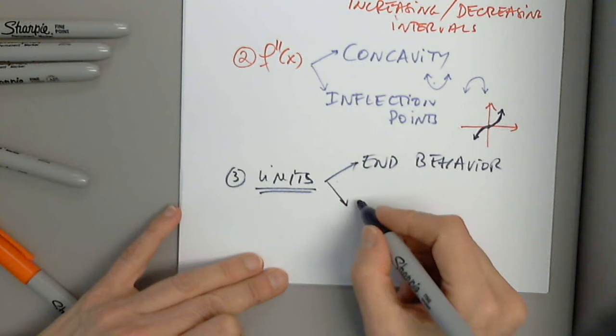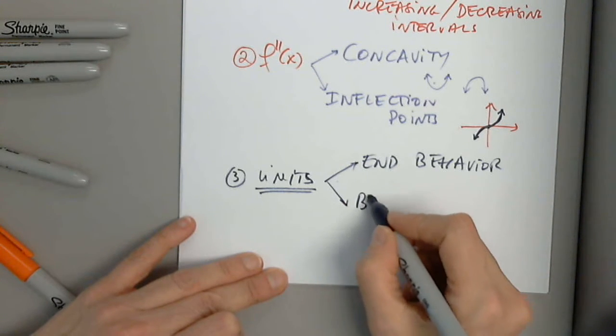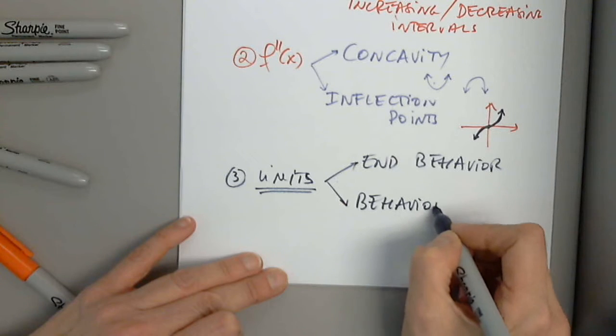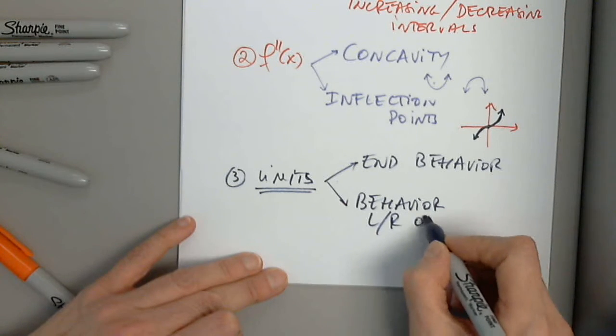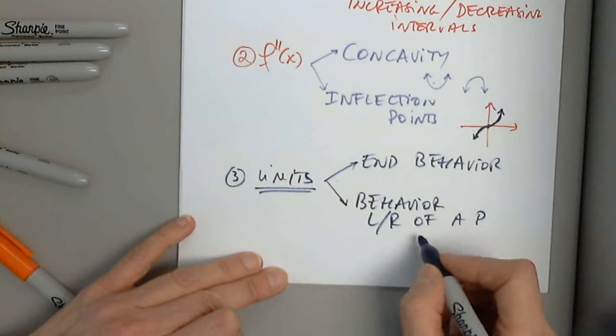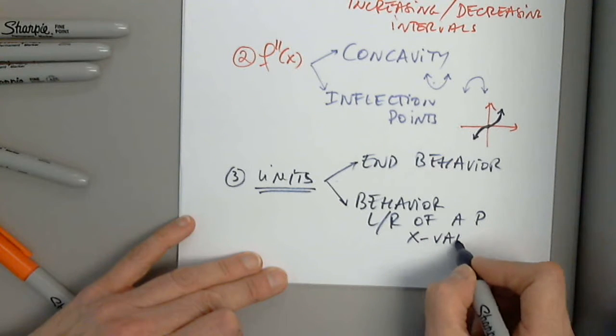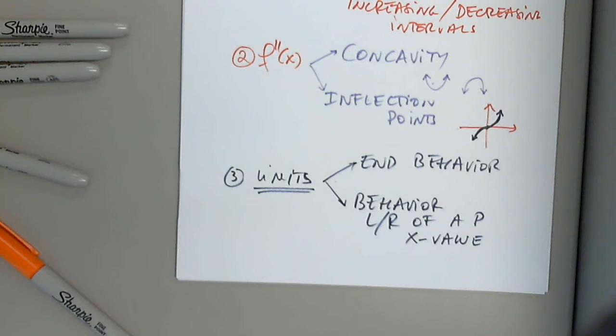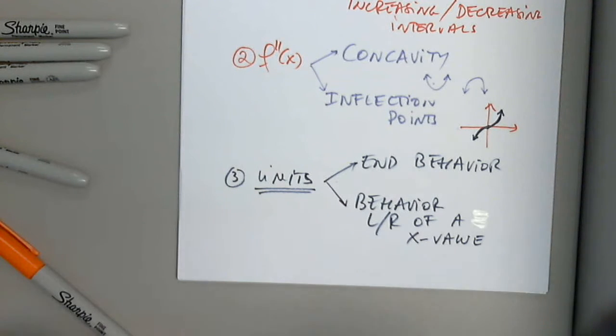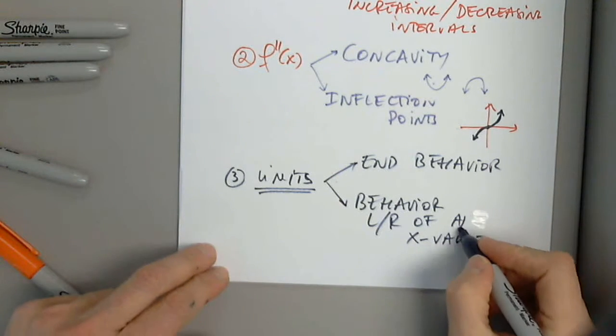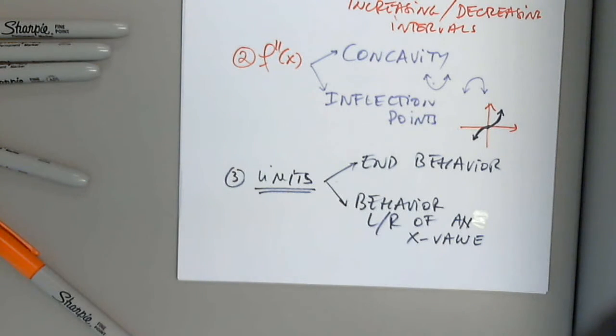So behavior left, right of a point. Of an x value, I should say better. Left, right of an x value. This is what we learned from the first, the second, and limits.